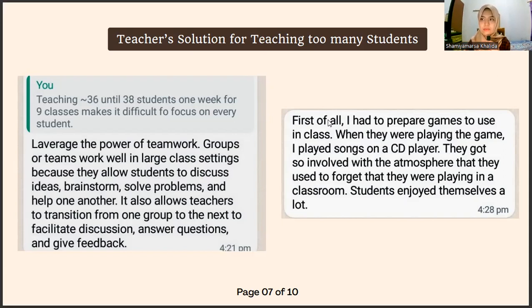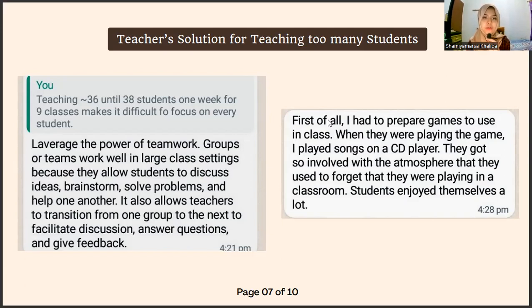Okay, the last picture. In this picture is the finding of the teacher's solution about the student's problem in learning English. The results showed that the teacher used games and songs to solve the problem about the difference between their classroom and examination English and their conversational English.